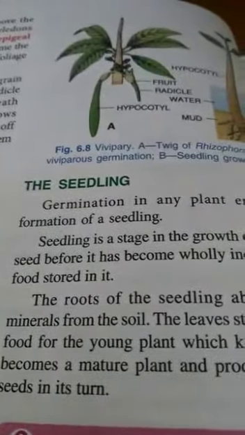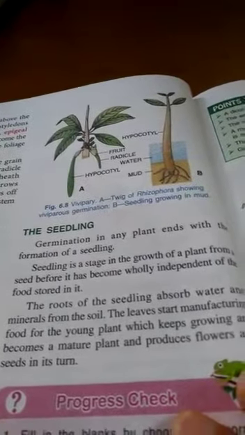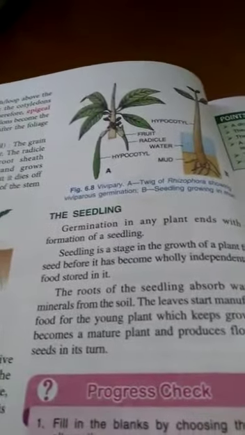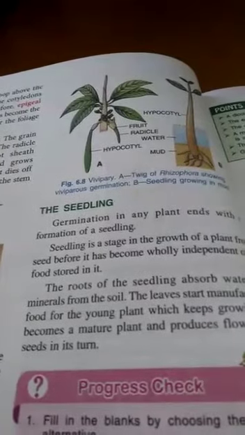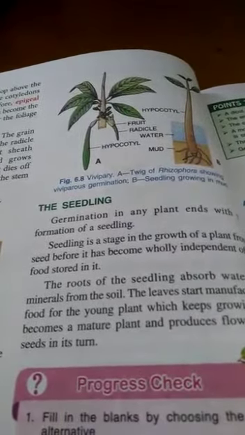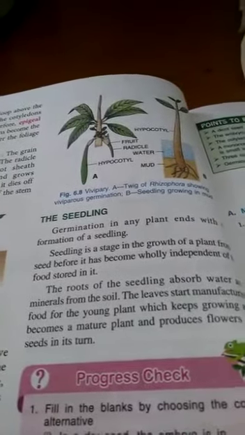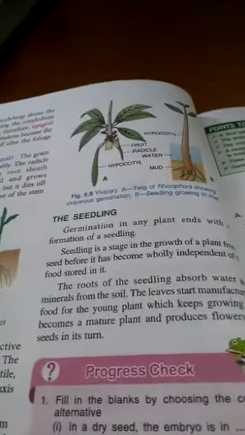Seedling. Now what is the seedling? Seedling is a stage in the growth of a plant from a seed before it has become wholly independent of the food stored in it. We know that inside the seed the food is stored and the embryo depends on that stored food. But once it germinates and the root system is formed and the shoot system is formed and it becomes independent of that stored food, then that stage is known as seedling.